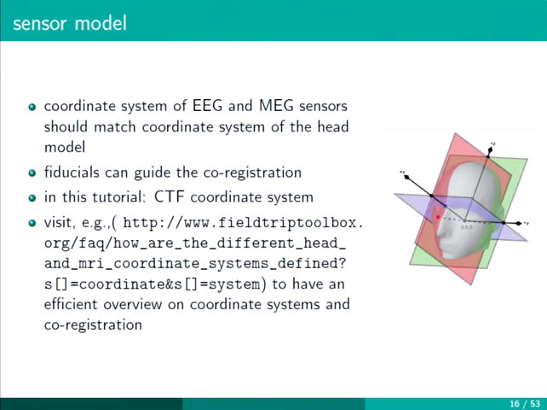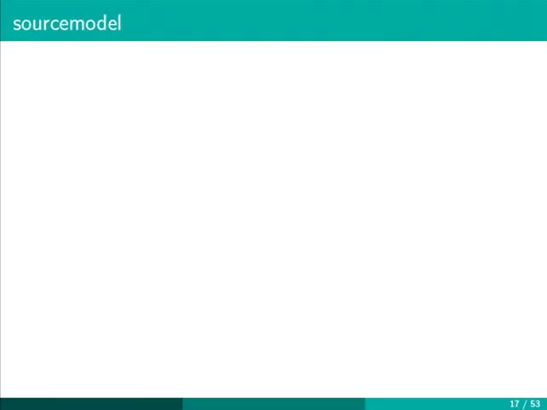In this link you can find an overview of all the coordinate systems that are mainly used in our field. This is a representation of the CTF coordinate system. As to the source model, we talked about before the dipolar source, and we have to provide a list of positions and orientation of our dipoles.